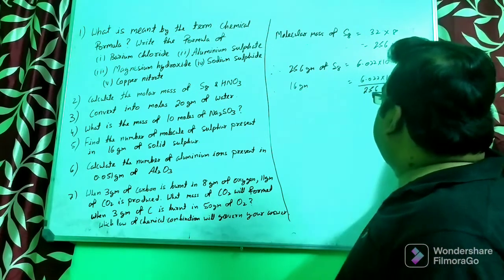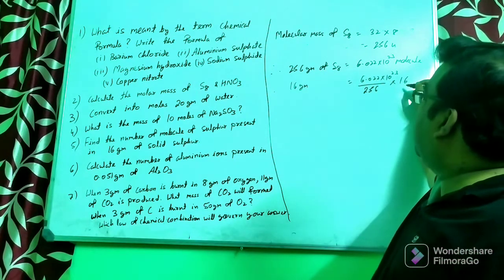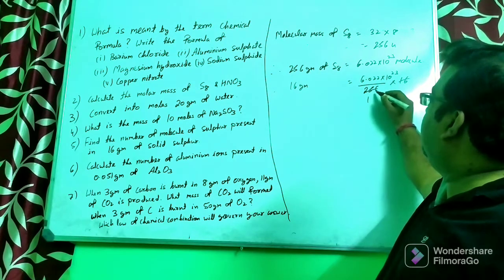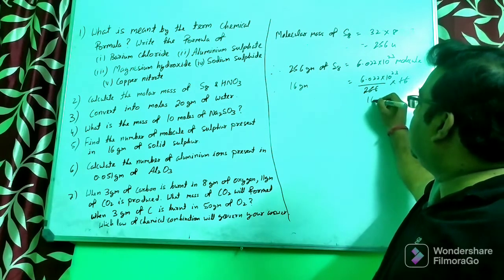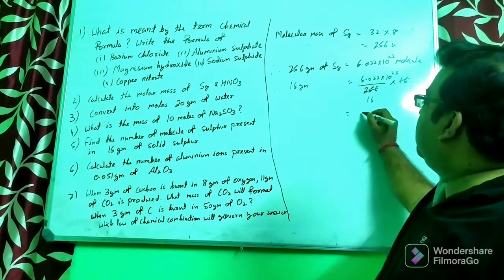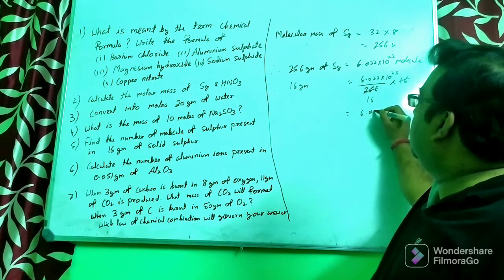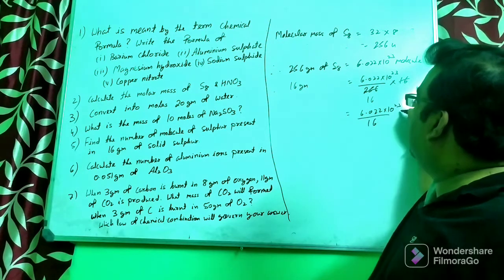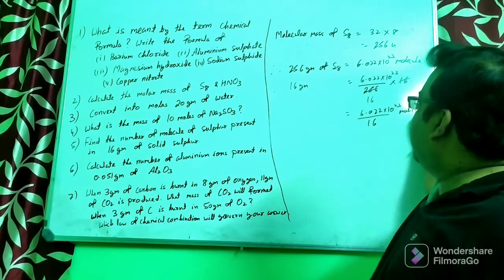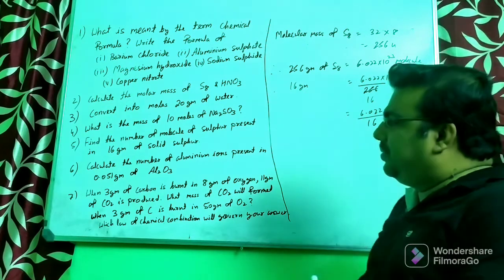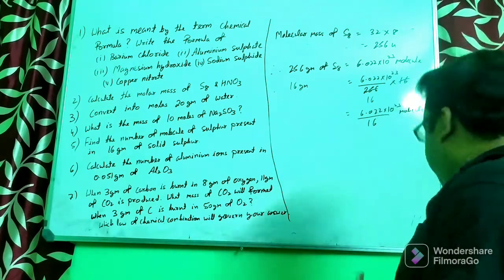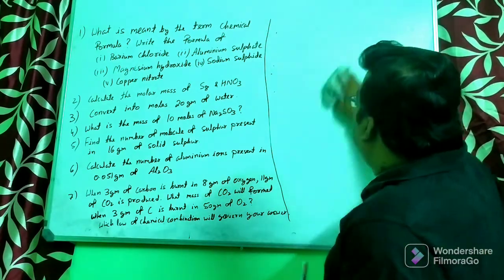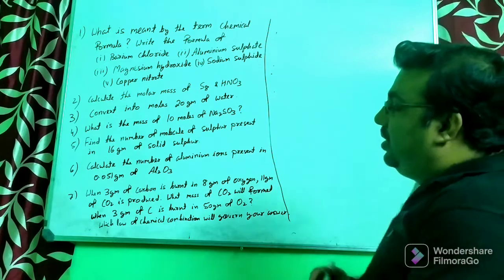Now if we cancel out with the 16, 16 times 16 is 256, so that will be your 6.022 into 10 to the power 23 by 16 molecules. Now if you divide, it cancels out, and we will get the decimals. Now the next is the most important question of the chapter mole concept, that is this one.